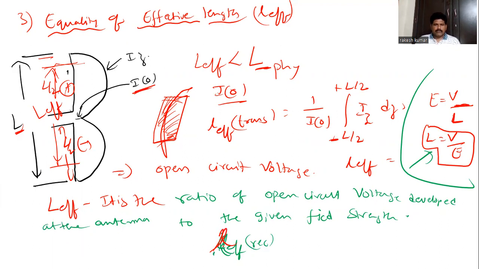The effective length of the receiving antenna is equal to minus VOC by E. So to show the equality of transmitting and receiving effective antenna length, let us apply the reciprocity theorem. Let us consider the transmitting antenna.